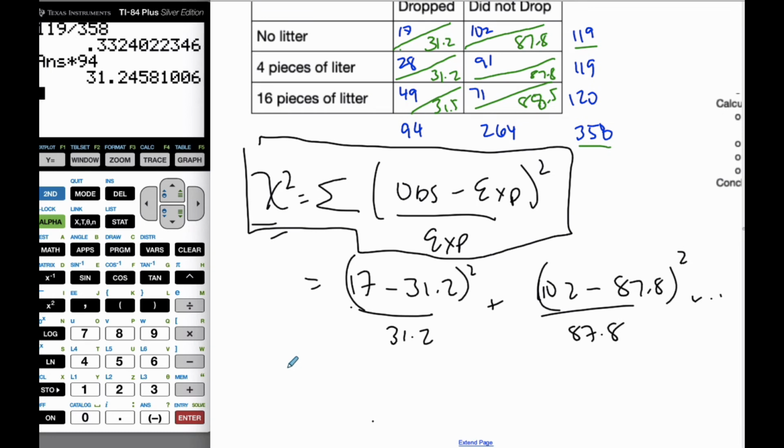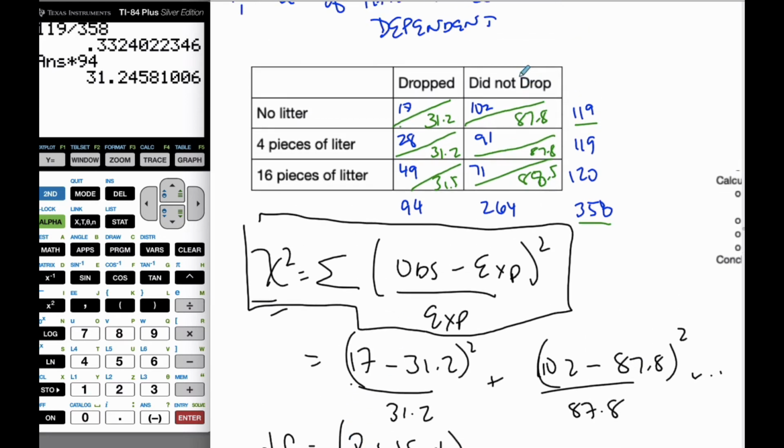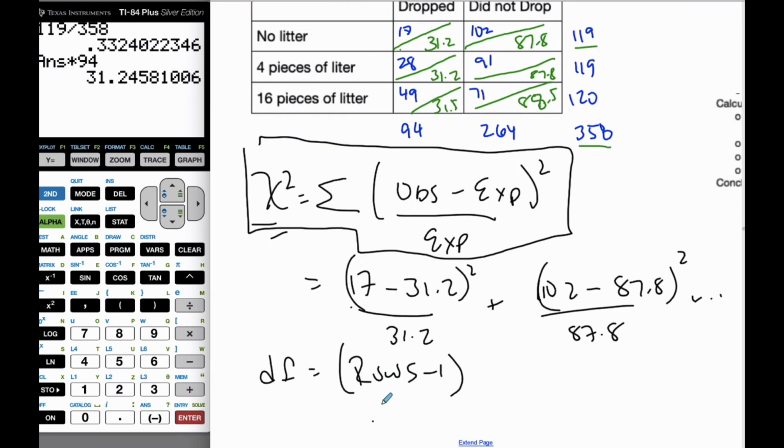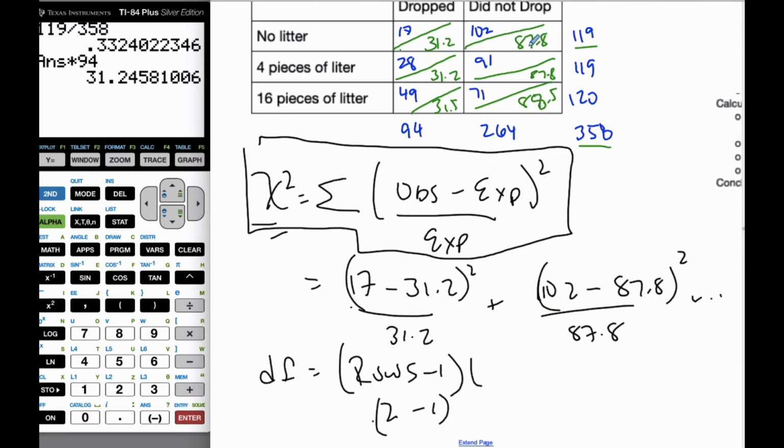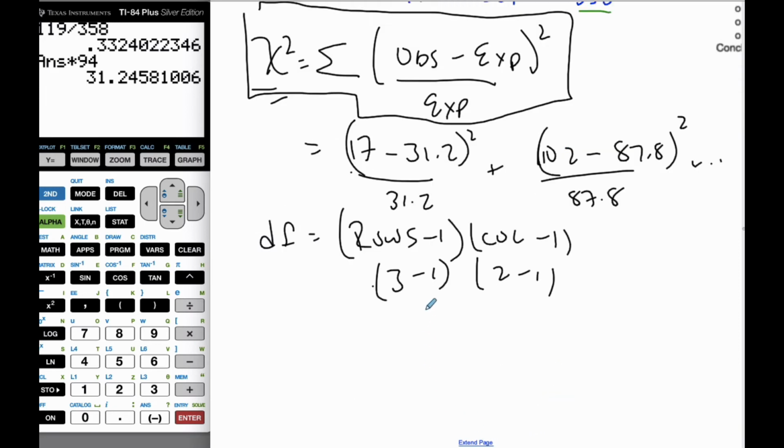For degrees of freedom, it is basically going to take the rows minus 1. So in this case, there are 2 rows, so 2 minus 1. And I'm going to multiply it by the columns. Oh, sorry, there's 3 rows. 1, 2, 3, 3 rows, and then it's the columns minus 1, which is 2 columns minus 1, which will be 2 times 1. So the degrees of freedom in this case is 2.